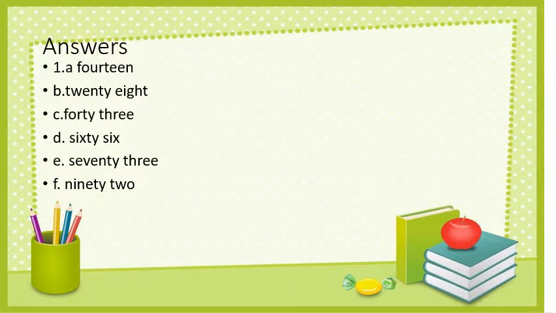Now children, check your answers. Question 1, write the number names. Now look at the answers children. First part, the answer is 14. Fourteen. Spelling of 14 is fourteen.